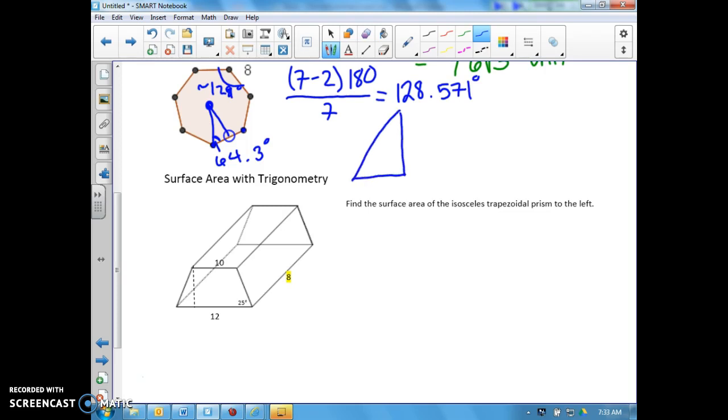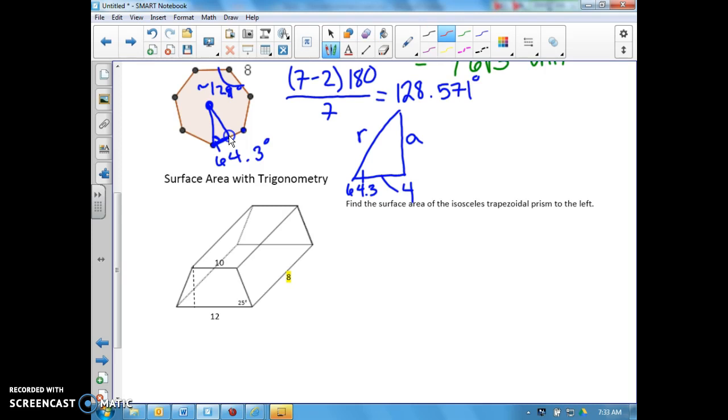Where this is my apothem, which I don't have. This is my radius, which I don't need. This is my 64.3 degree angle. And the side length here is half of a side length of my heptagon. So it is 4 because my whole side length is 8. So if I want to find A, I'm going to use SOHCAHTOA.